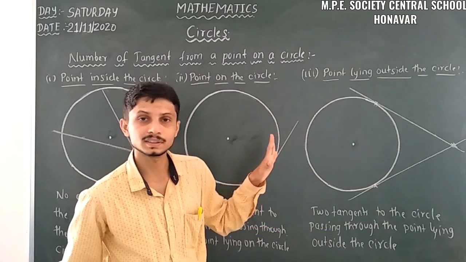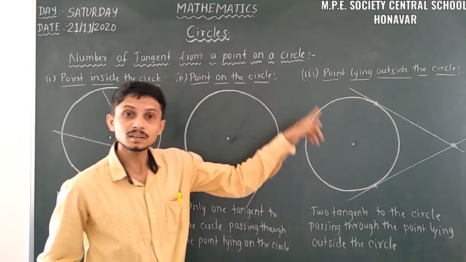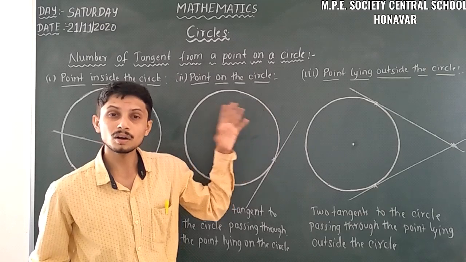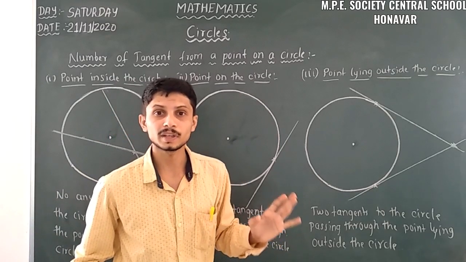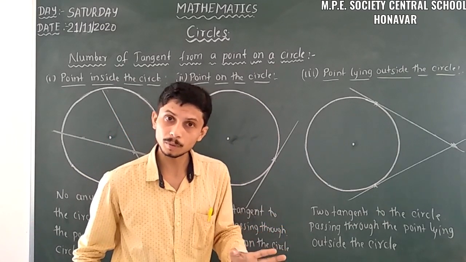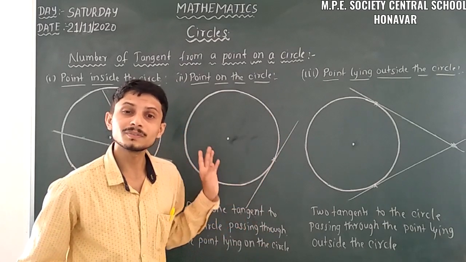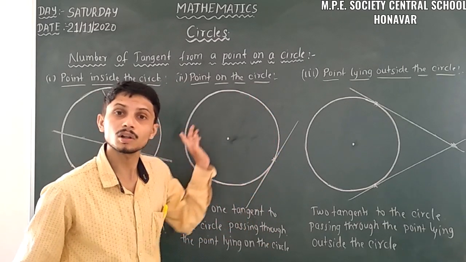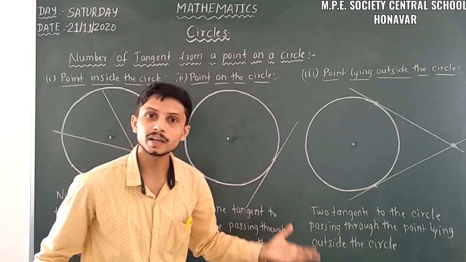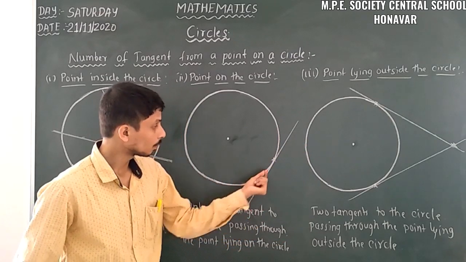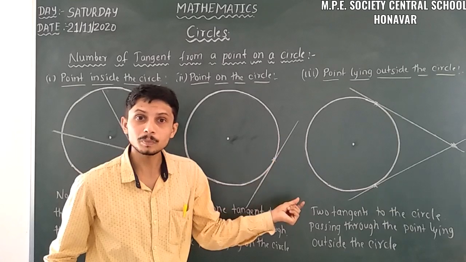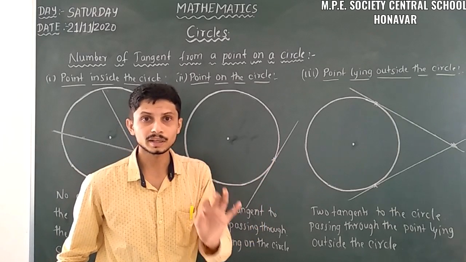So we can draw this case. And on the circle we can draw an infinite number of tangents. There are infinite points on the perimeter, and using all those points we can draw infinite tangents. But from a single point we can draw only one tangent here.